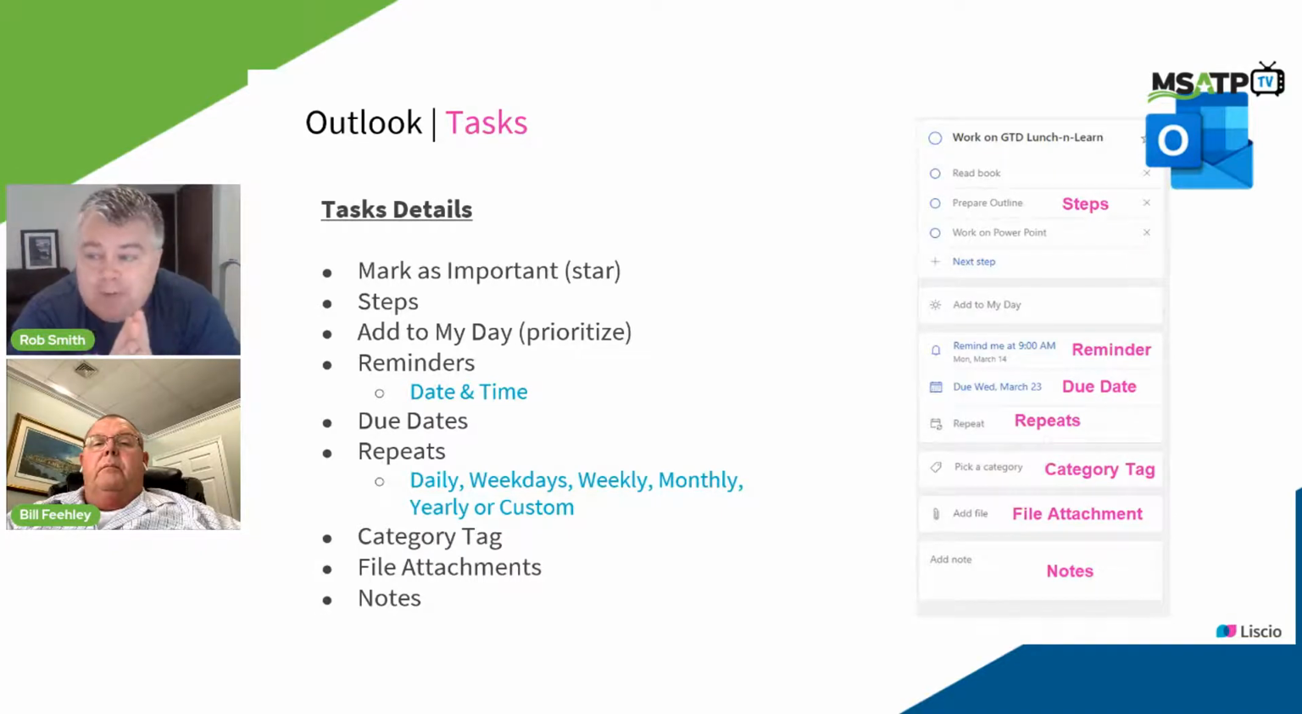Okay. I can put a reminder. I can put a due date. I can mark if it repeats. I can pick a category to be able to categorize it a different way if I need more versions of categories. Okay, I can add a file attachment or a note. So I'm going to be able to have a lot of information about that task in one spot, aren't I? Yes, you are. And with the reminders, I can even do both date and time. And under the repeats, I can do daily, weekdays, weekly, monthly, yearly, or custom.